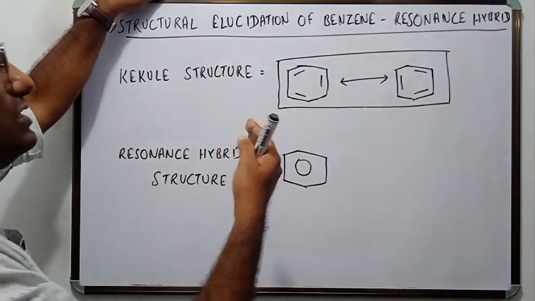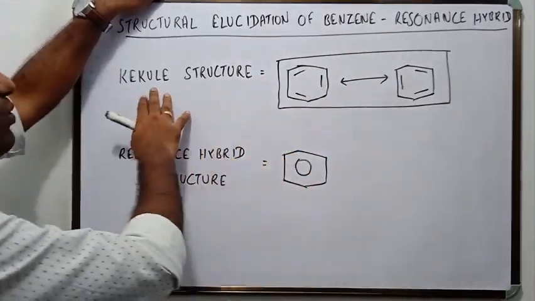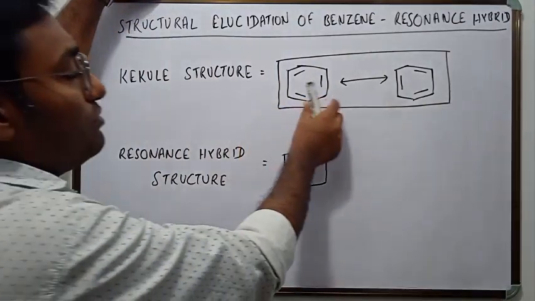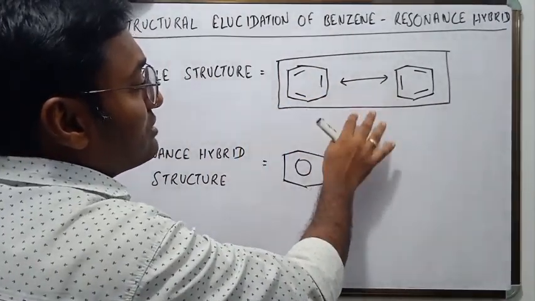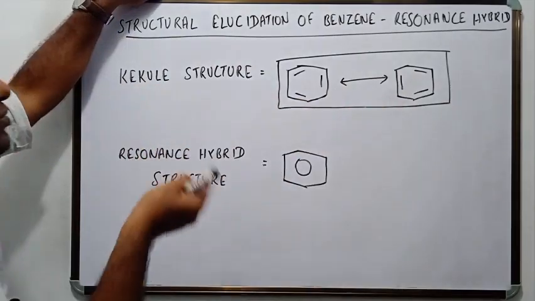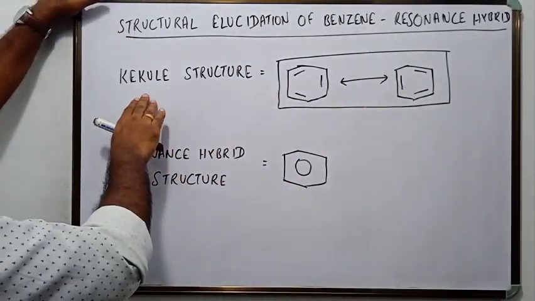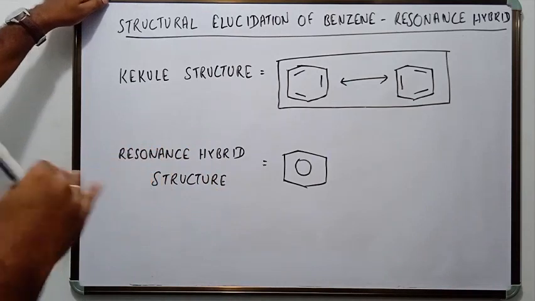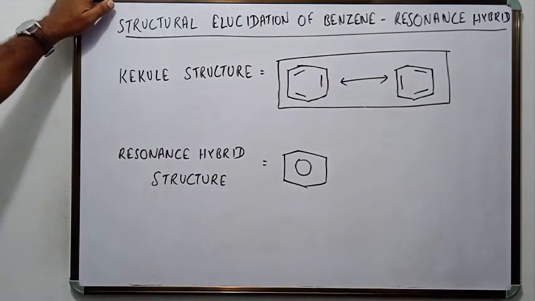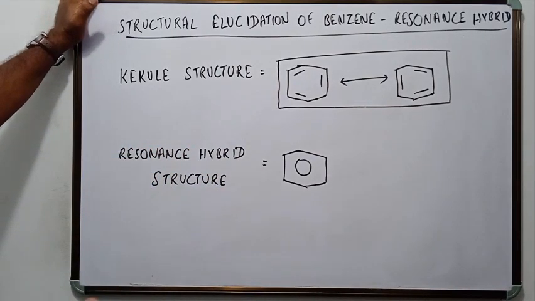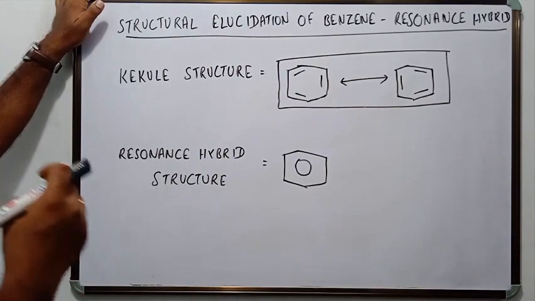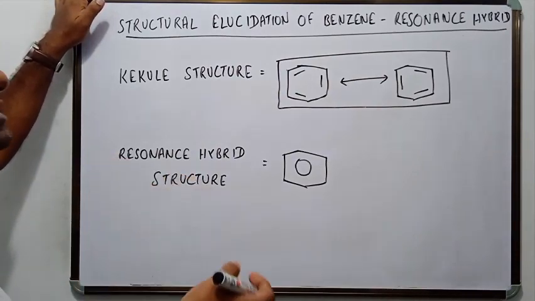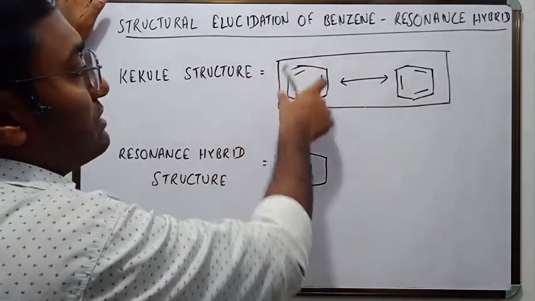In part 1 of this video, we discussed how Kekulé came to conclude that these two are the structures of benzene. So I would like to make a short rewind. During the times of Kekulé, there was no newer technology like the X-ray diffraction method. There was nothing like that. He relied only on experiments and on chemical reactions to elucidate the structure of benzene.